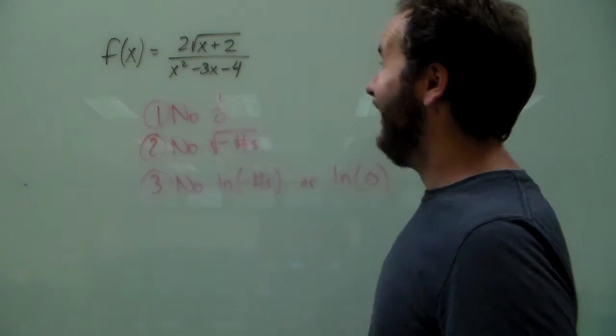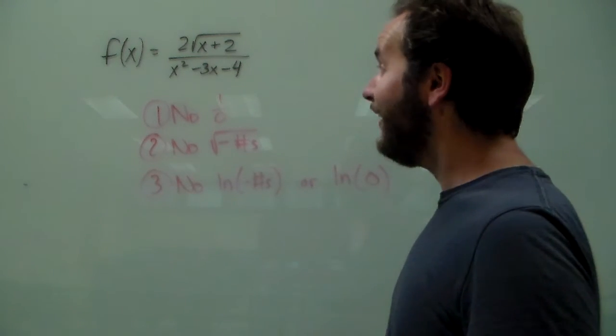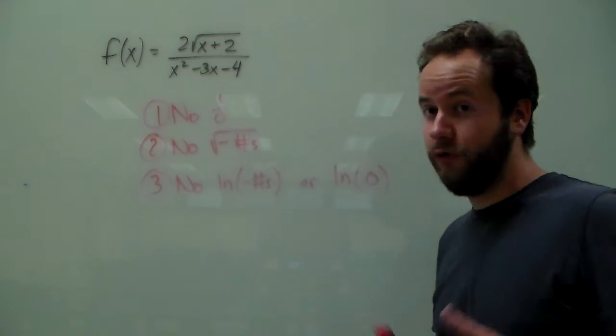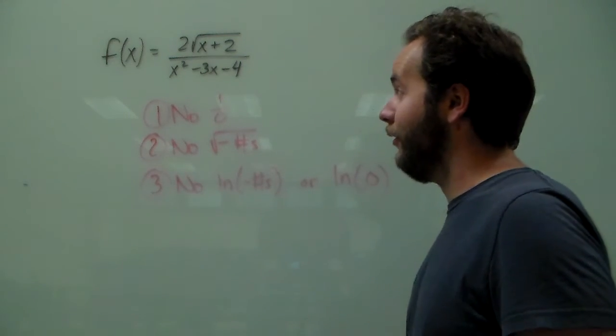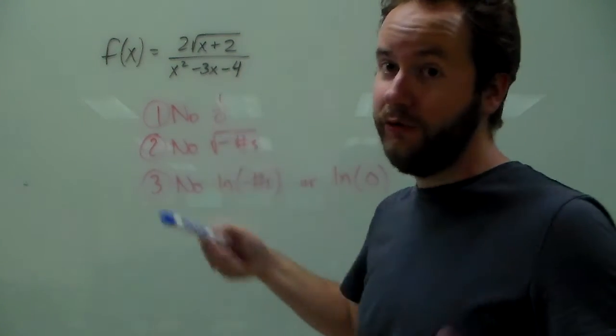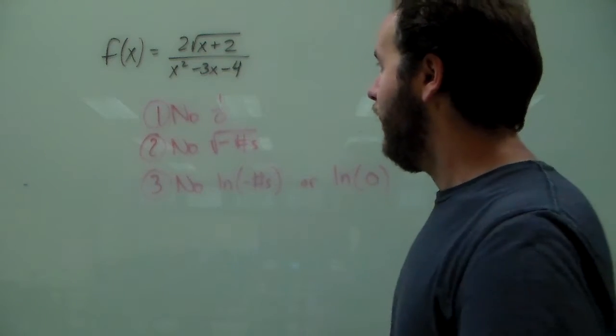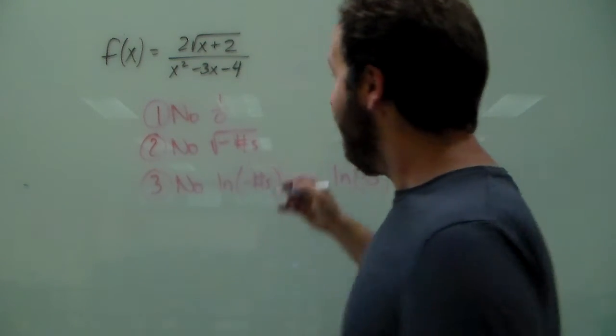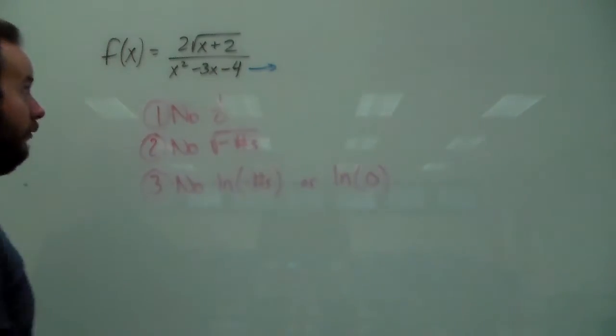So looking at this first problem, I see the square root of x plus 2 divided by x squared minus 3x minus 4. So going through these rules, do I see a fraction bar? Yeah, I do. I see a fraction bar. So I need to make sure I don't divide by 0. How can I figure out where I might divide by 0? I need to ask myself, when is this denominator equal to 0?